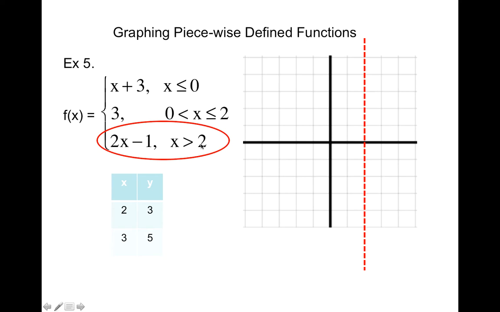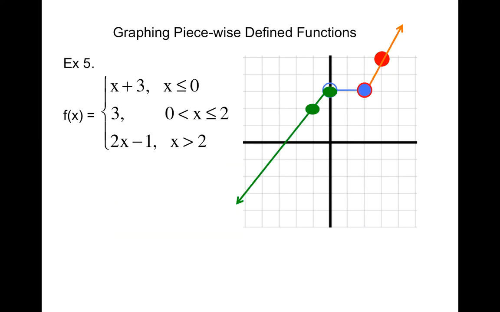Again, when I plug in the 2, this is not true. 2 is not greater than 2, which means I'm going to need an open circle on the graph. 3 is greater than 2. That is a true inequality, so that means my graph will have a solid line. 2, 3 is here, open circle. 3, 5 is here, closed circle. I recognize this as a line, so I draw in my line.